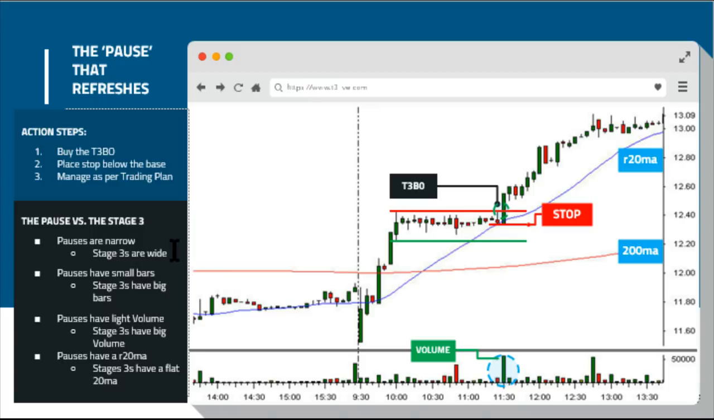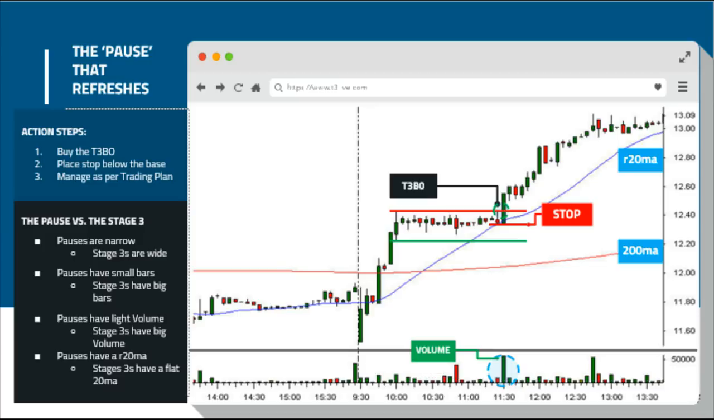So pauses are narrow, stage threes are wide. Pauses have small bars, stage threes have big bars. Pauses have light volume, very light volume, except for that shakeout bar, where it's a good thing to have big volume. It confirms that the sellers got shaken out, in which case once the stock breaks out, there's not going to be any selling. So pauses have light volume or declining volume. If it's not light volume, at least the volume is tapering off like so. When that's the case, it makes it even better.